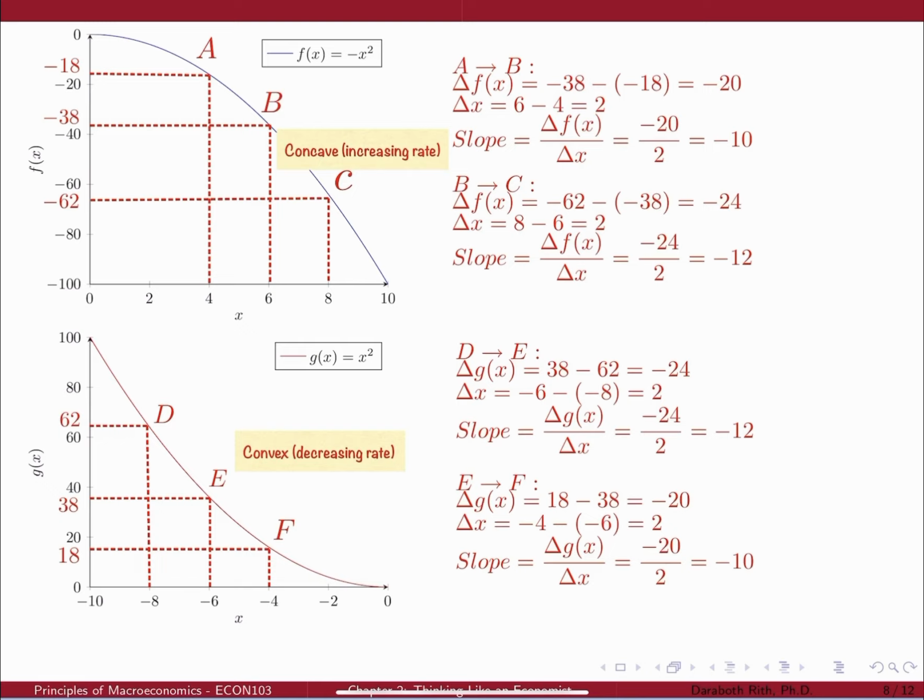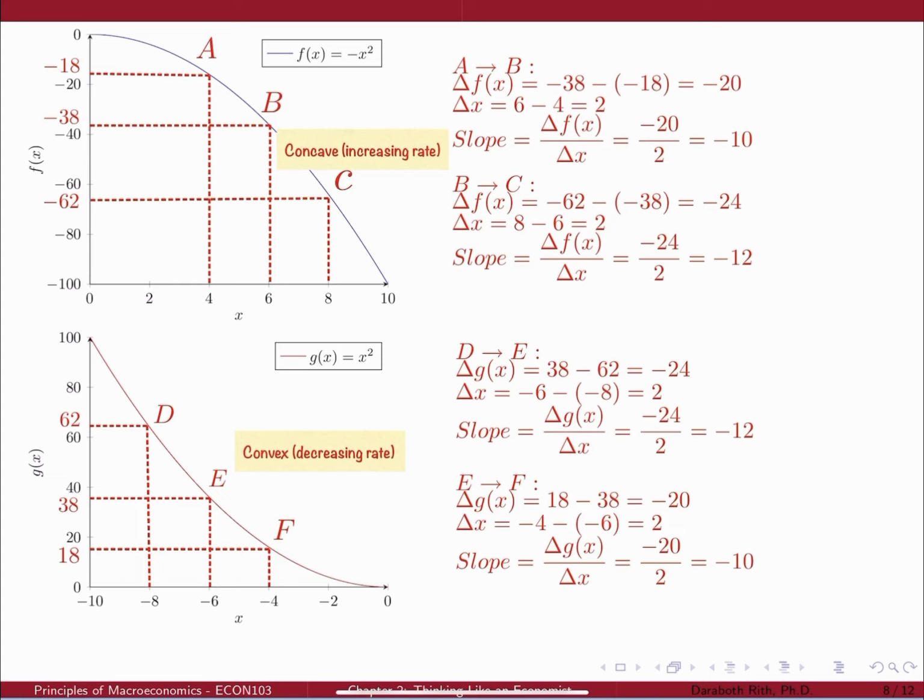Now let us consider g(x) when it is curved. Look at the change from point D to point E. If you take the difference of g(x), it is 38 minus 62 equals negative 24. And if you take the difference of x, it is negative 6 minus negative 8 equals 2. Then the slope is negative 24 divided by 2 equals negative 12.